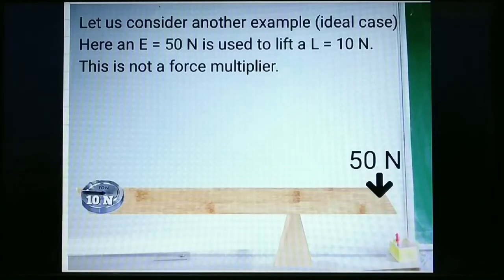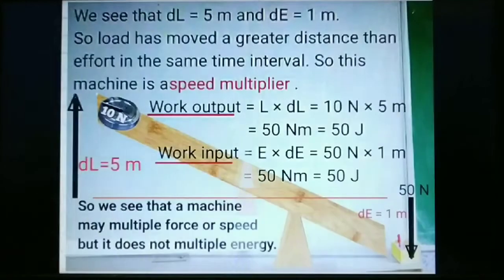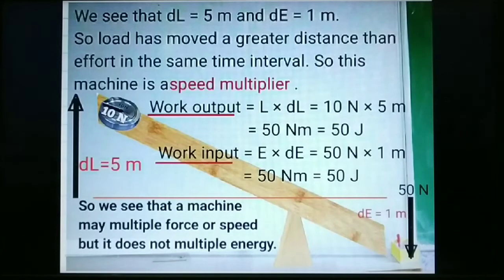Let us consider another example, ideal case. Here, an effort of 50 Newton is used to lift a load of 10 Newton. So this is not a force multiplier. We see that displacement of load is 5 meter and displacement of effort is 1 meter. So load has moved a greater distance than effort in the same time interval. So this machine is a speed multiplier.